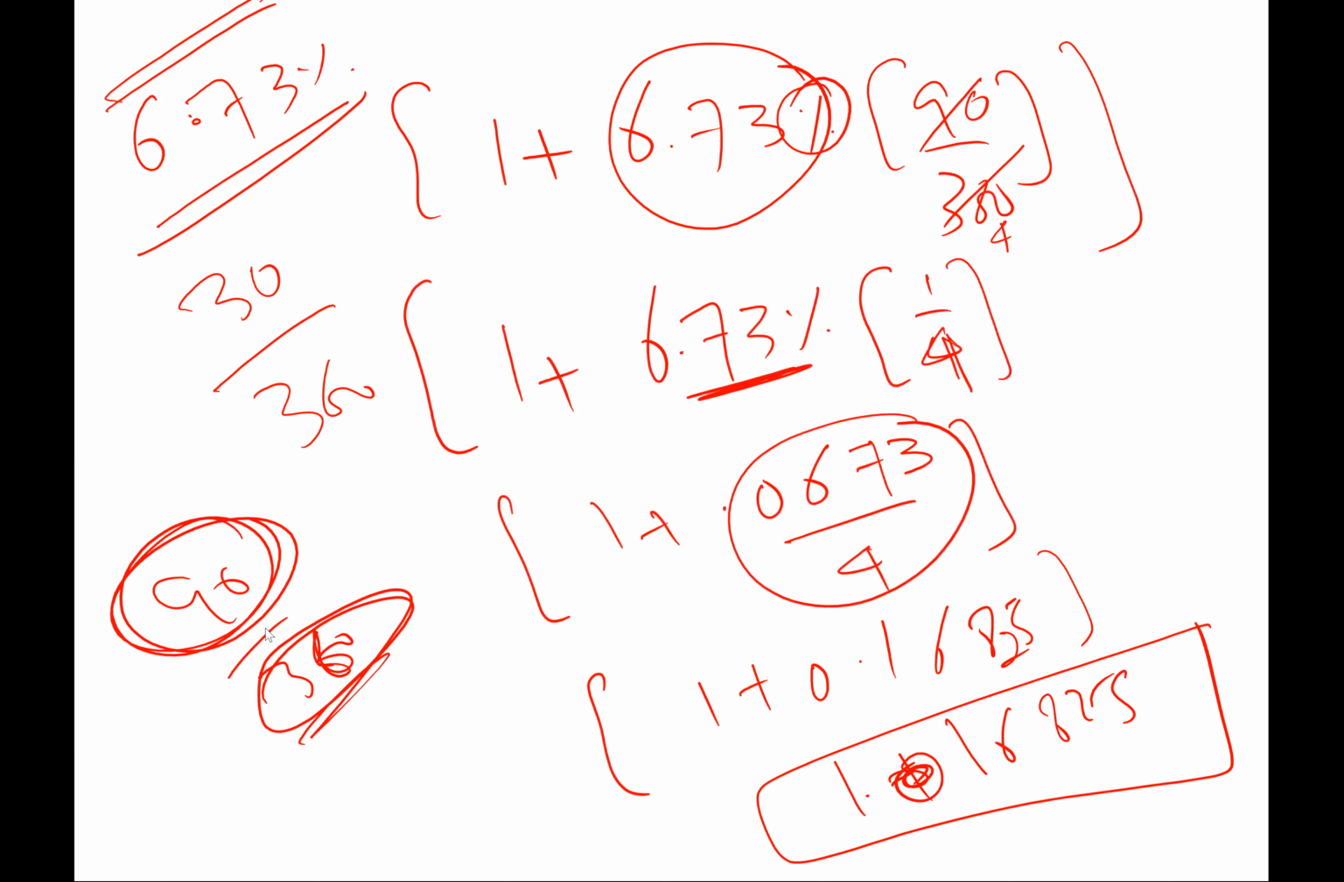This is the usage of the money: 90 days, 60 days, 120 days, or whatsoever. If it is the whole year, then it becomes 360 by 360. The answer is going to be 1, so we don't write it, right?